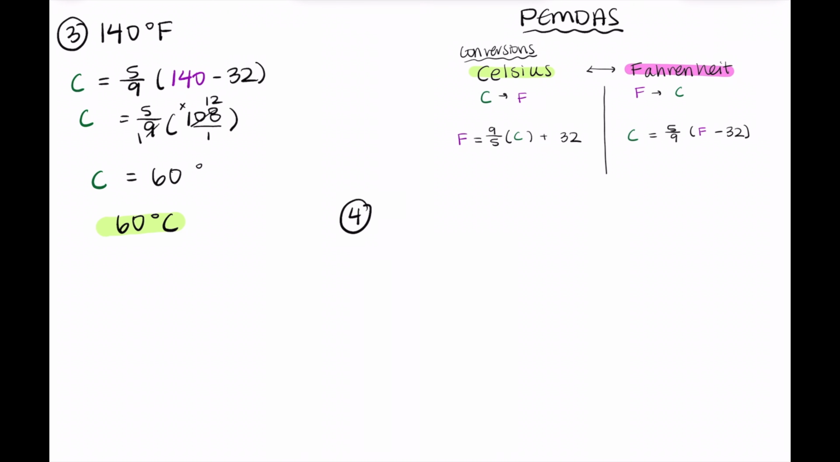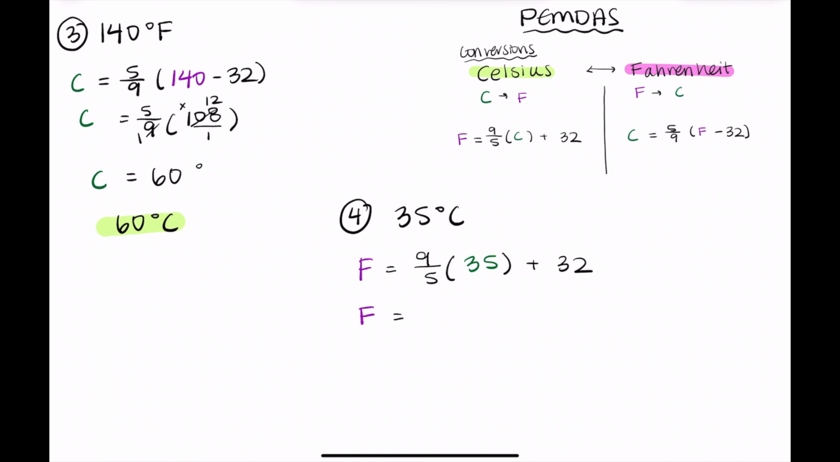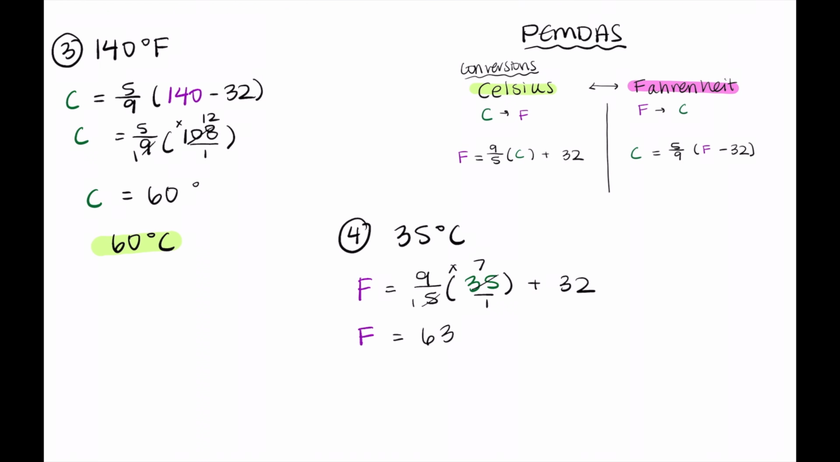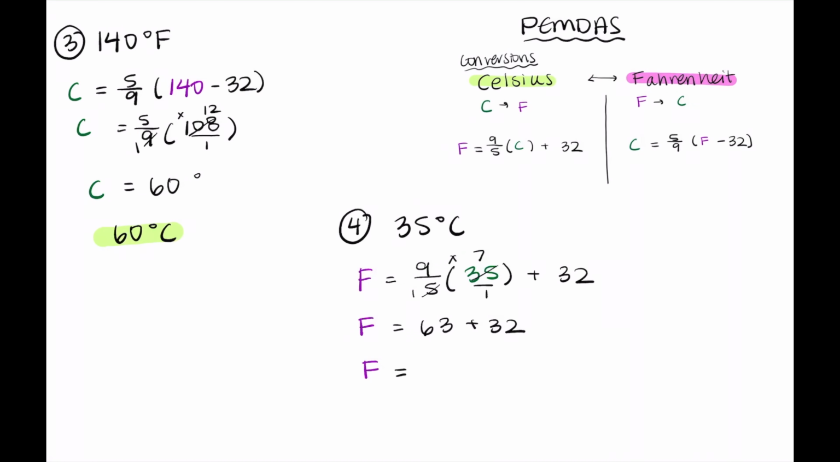All right, we made it to our last practice problem for today. Number 4, we have 35 degrees Celsius. Here we're given Celsius, so we're going to use our F equation. We'll substitute in. We know that it's going to be 9/5 times 35 plus 32. When I cross cancel the 35 and the 5, I end up getting 9 times 7, which we know is 63. 63 plus 32 gives us 95. So our answer for number 4 will be 95 degrees Fahrenheit.